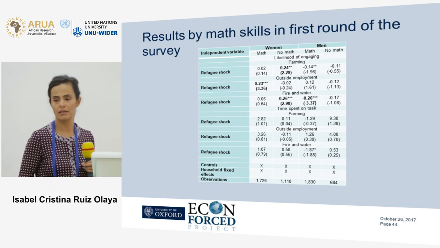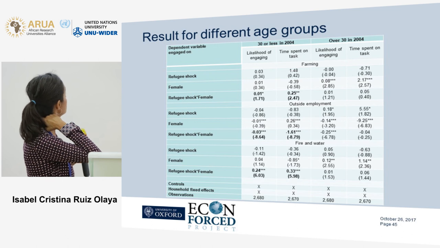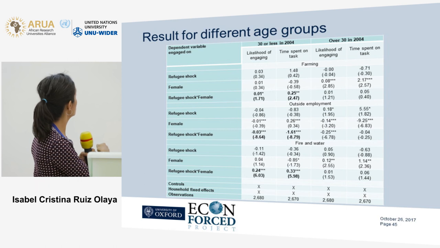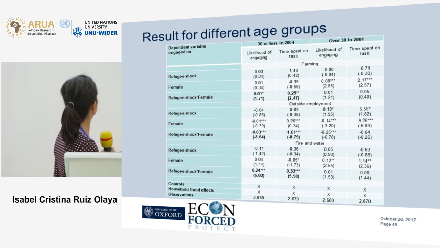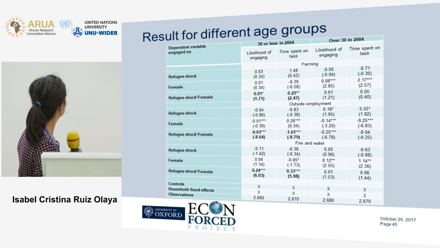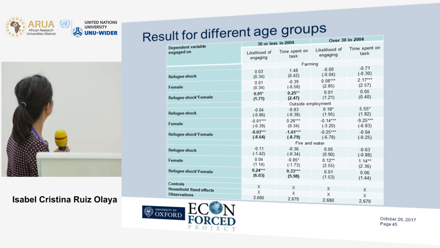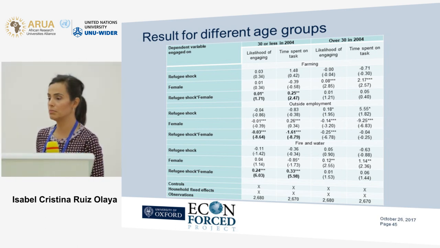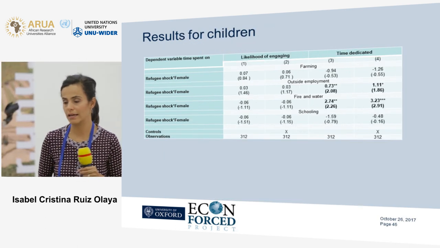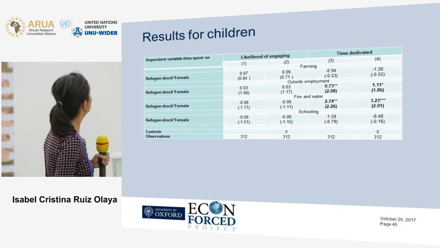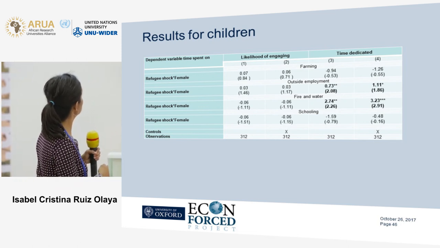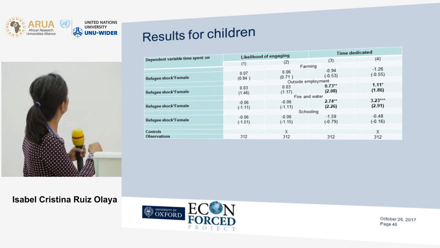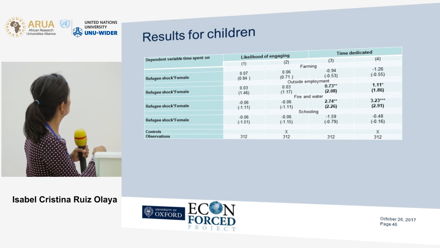We look at different results for age groups, and basically we found that the people that were 30 or less in 2004 were the ones driving these results. Again, with more time spent on farming activities and household chores and less time spent on outside employment. And we looked at the results for children as well. And here we found that the time dedicated to outside employment was higher for girls. But then they also had more time dedicated to household chores.